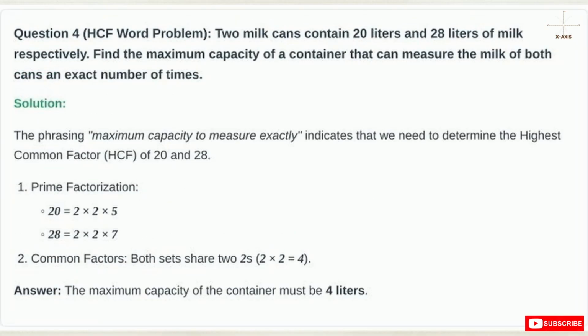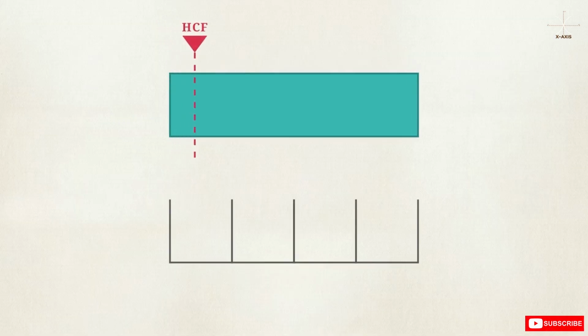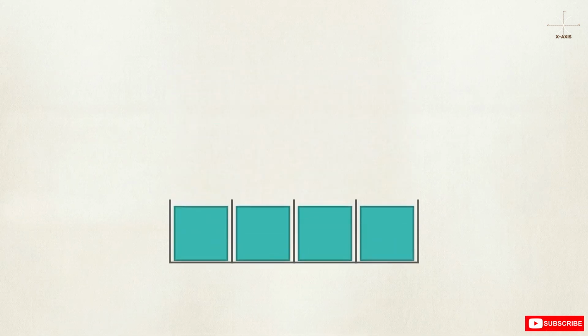This milk can problem demonstrates how HCF works in practice. When we need to find the maximum capacity to measure exactly, we are looking for a divisor that handles both 20 and 28 liters without any leftovers. The HCF reveals that a 4-liter container is the perfect measure. HCF is the tool used for dividing resources fairly and completely, ensuring no material is wasted in the process.